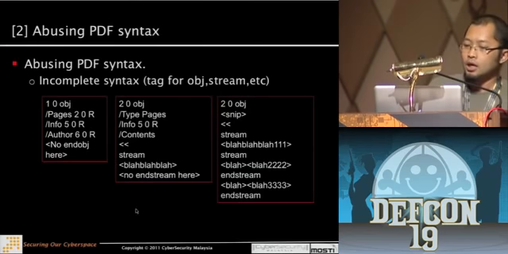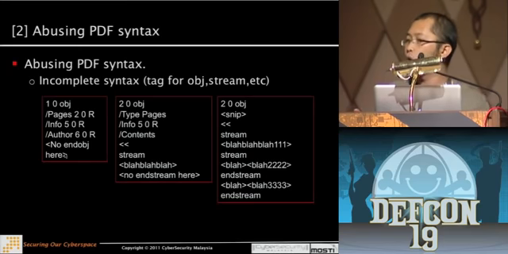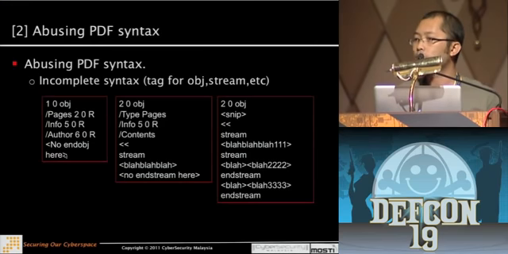Okay. Another thing is, like I mentioned earlier, you can abuse incomplete syntax. For example, object streams. This is object 1. We start with 1 0 obj, so you pretty much expect it to end with endobj. But if you don't have an endobj, that's no problem. Your PDF application will just load it fine. But if you build your own parser, you need to know where to stop.